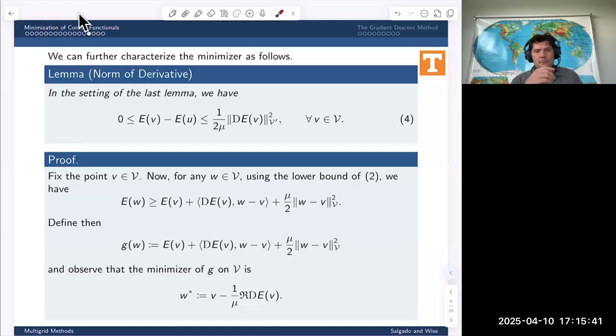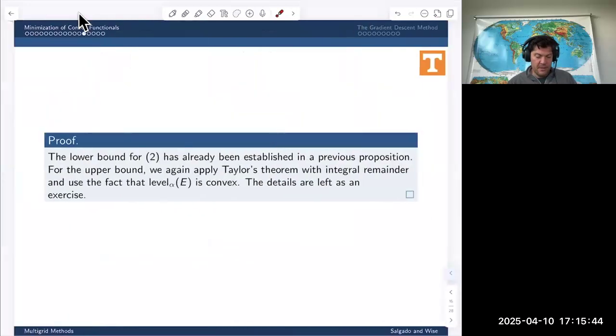You can turn your cameras back on. And any questions about any of this?